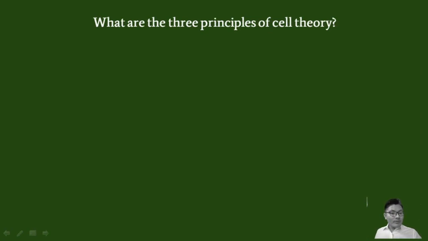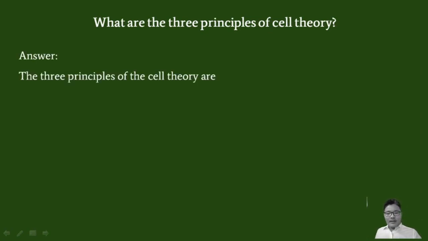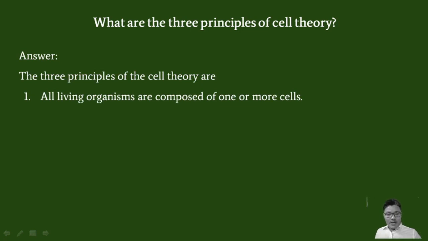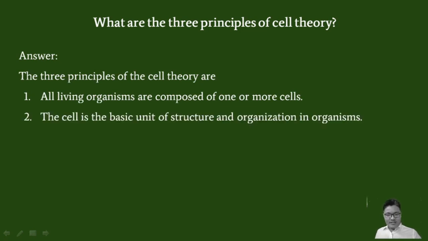So what are the three principles of cell theory? The three principles of the cell theory are: all living organisms are made up of one or more cells. Cell is the basic structure and organization in living organisms. Cells arise from pre-existing cells.